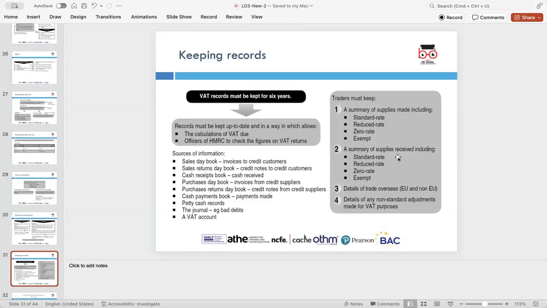Keeping VAT records. VAT registered traders are required to maintain accurate records of their transactions for a minimum of 6 years. These records must include summaries of both supplies made and supplies received, allowing for the calculation of VAT due and enabling HMRC officers to verify the figures on VAT returns.